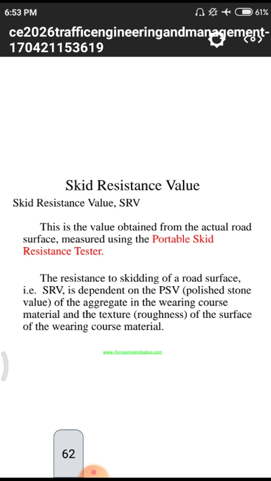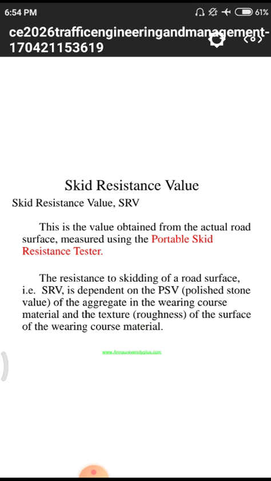Skid resistance value. Normally the skid resistance values are different for different roads. The skid resistance of a road surface is dependent upon the polished stone value. That means the materials used for road construction also have some frictional resistance. Why? Because some materials have a huge amount of friction properties, and some materials have less friction. Due to those, the skid resistance will also vary proportionally.